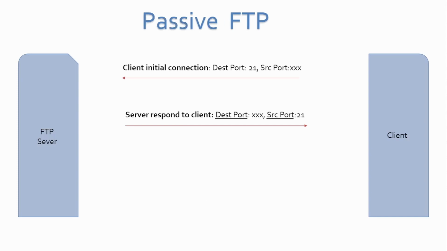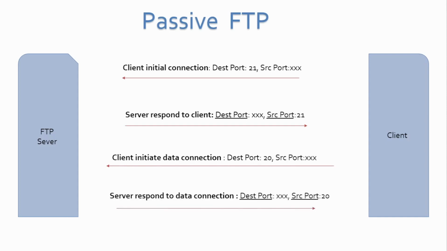So passive FTP starts the same way with the initial connection. It starts from the client and then the server will respond. But when we come to the data connection, it will be initiated by the client. And then the FTP server will be responding to that. So in passive mode, the client initiates both connections to the server, which solves the firewall issue.